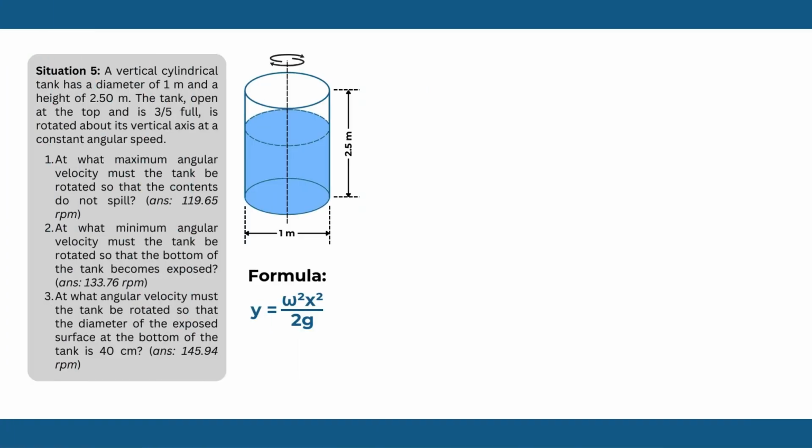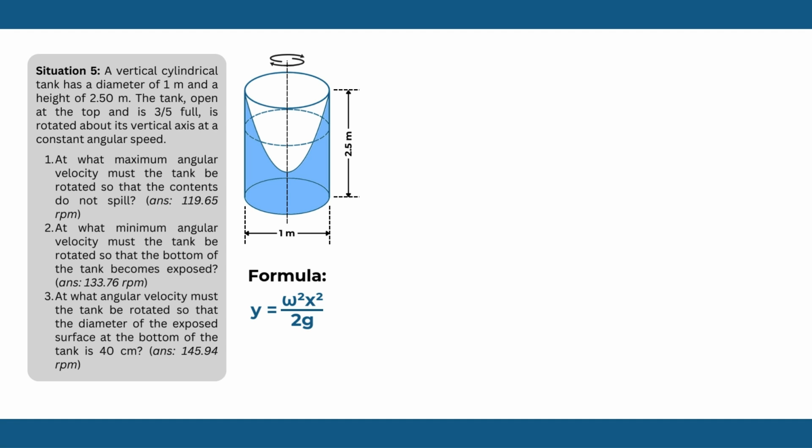Solving for the first problem, let's first transform the figure based on the condition in the question. Given that the contents should not spill, we bring the paraboloid of the fluid up to the height of the tank. Supposedly, the volume of the fluid will not change. We are also made aware that the volume is 3/5 of the tank.